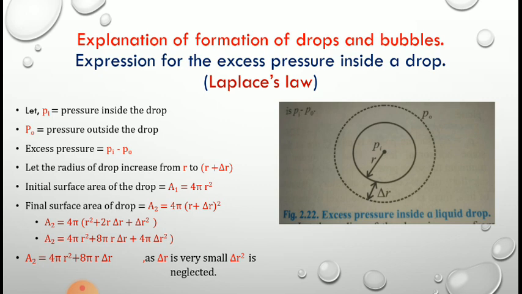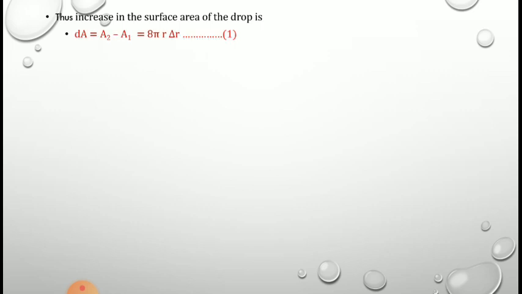So we have two equations, A1 and A2, for the initial area and final area. The increase in area, or we can say change in surface area, is given by dA, which is A2 minus A1, and it is 8 pi r into delta r. It is represented by equation 1.